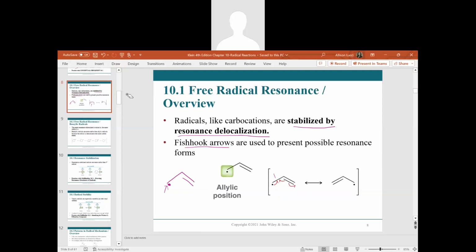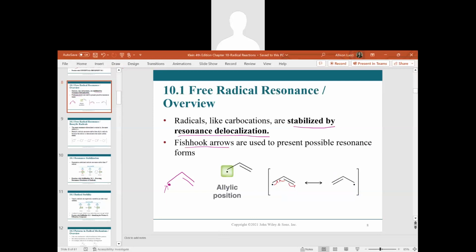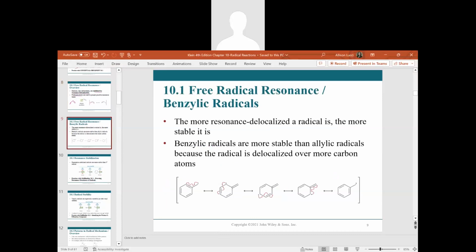So let me erase all those arrows so you can see the structure again, and those three fishhook arrows that we use to show this electron movement. We can also see radical stabilization with benzylic radicals. Again, this site here on the end coming out of our benzene ring is our benzylic site.